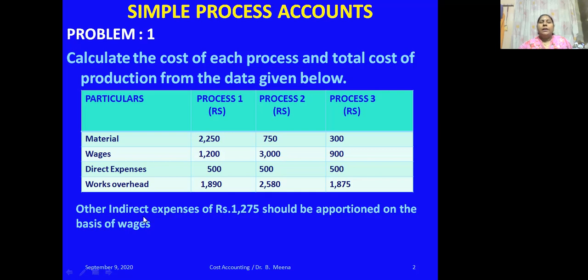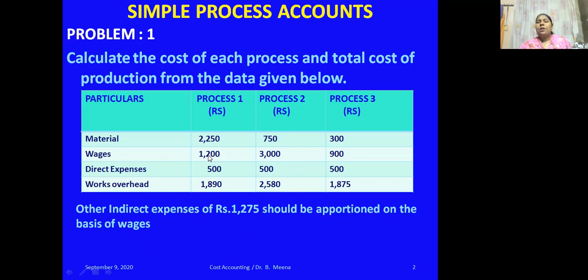Apart from this, other indirect expenses 1,275 should be apportioned on the basis of wages. So 1,275 is the total of indirect expenses. We need to apportion between process 1, process 2 and process 3 on the basis of wages. So what are the wages for process 1, 2 and 3? 1,200, 3,900. If we simplify these amounts, we'll get the ratio.